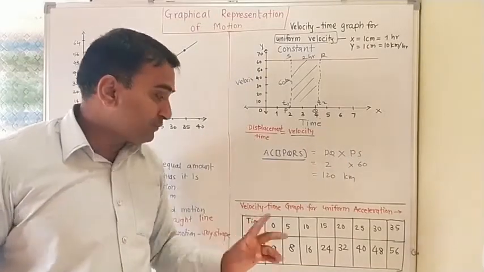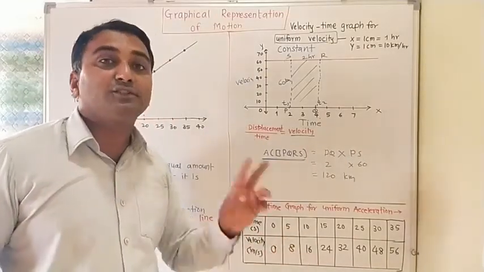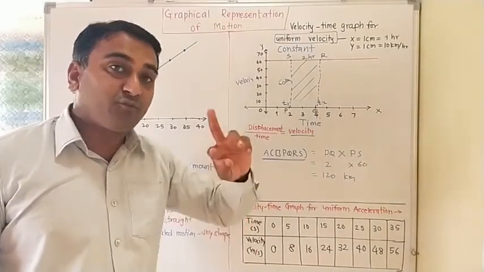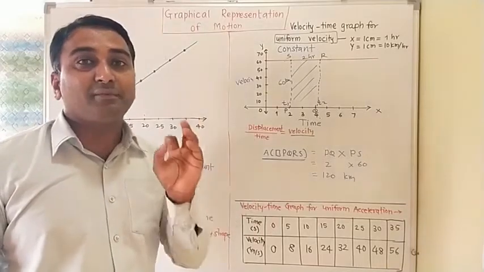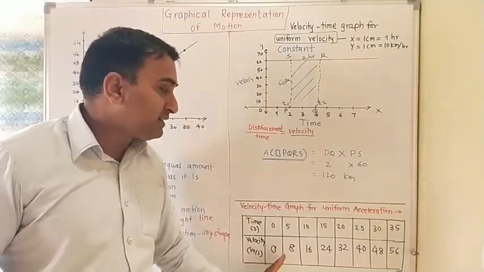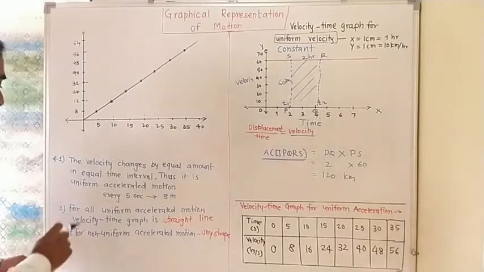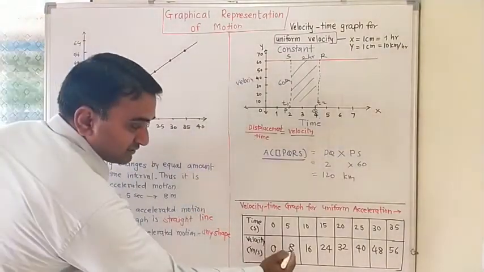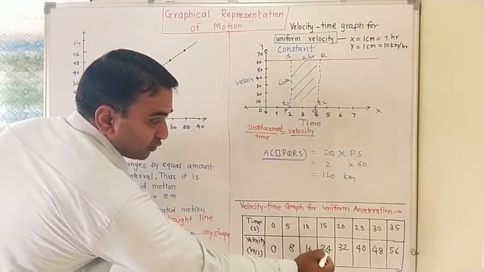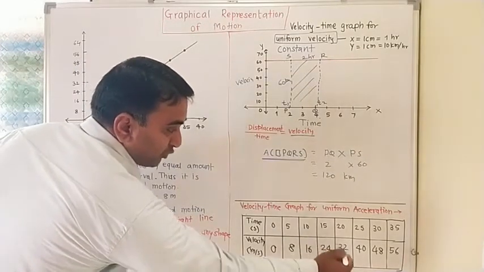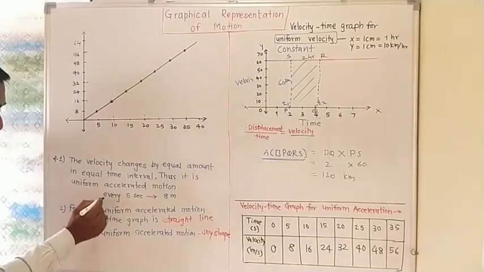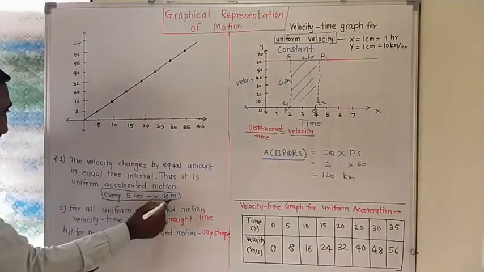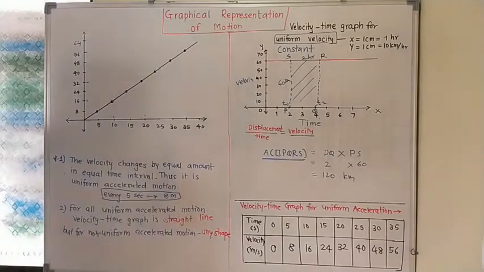So wherever you go, in between any two consecutive time intervals, we are getting the same acceleration, because final velocity minus initial velocity divided by time, 8 divided by 5, this ratio we are getting. So here the velocity changes by an equal amount. 8 to 16 again 8, 16 to 24 again 8, 24 to 32 again 8. So every 5 seconds there is a change in velocity by 8 meters per second.